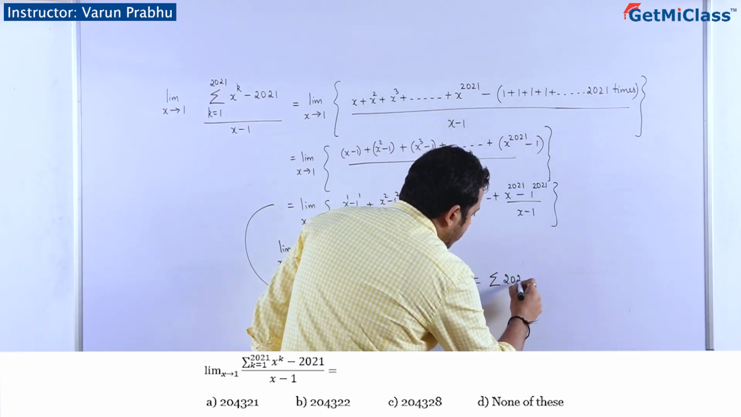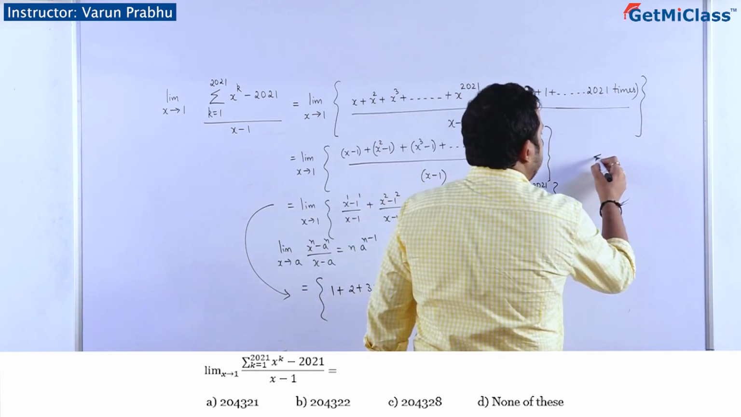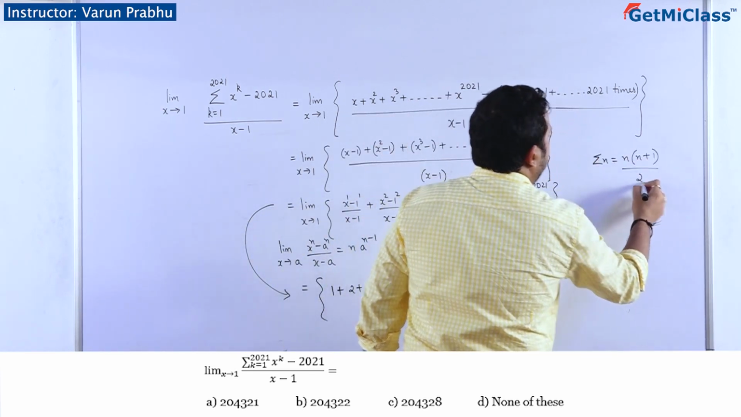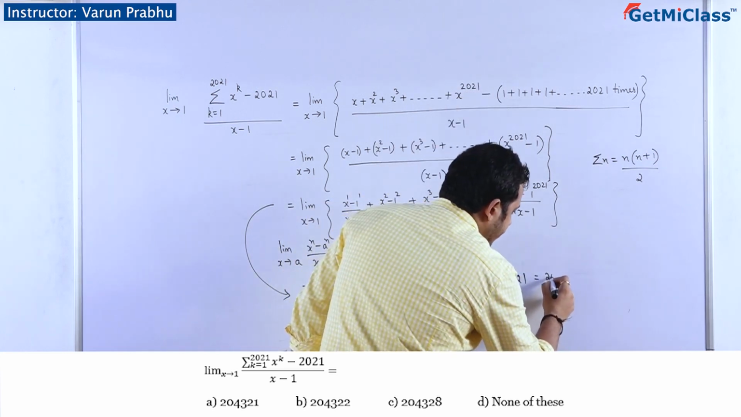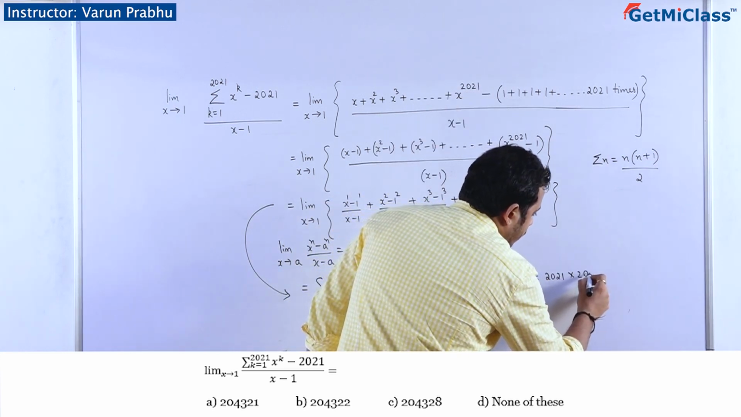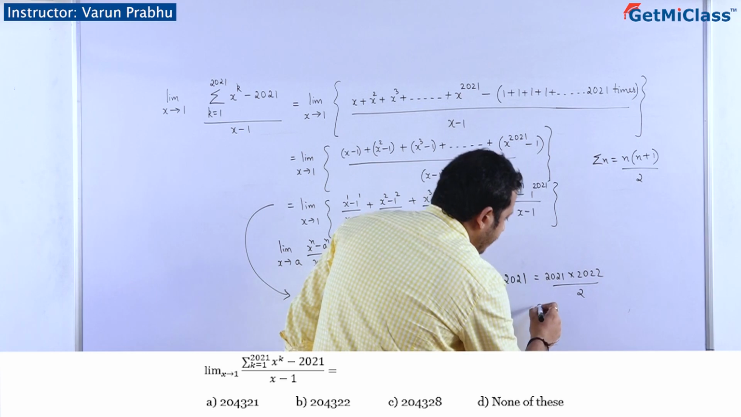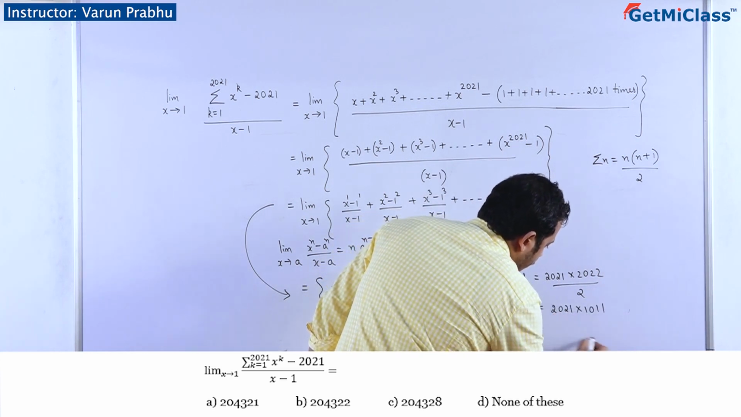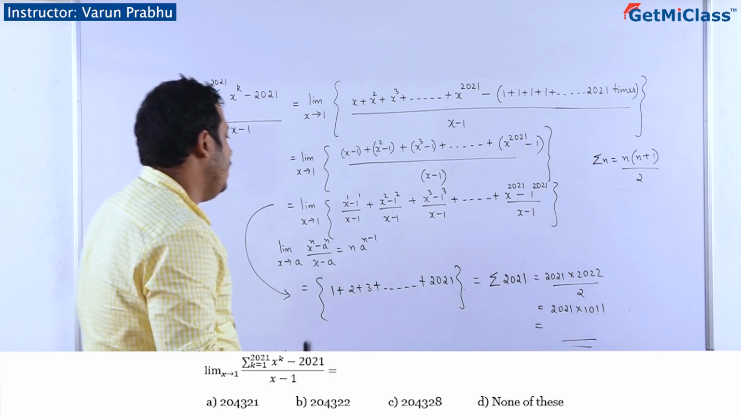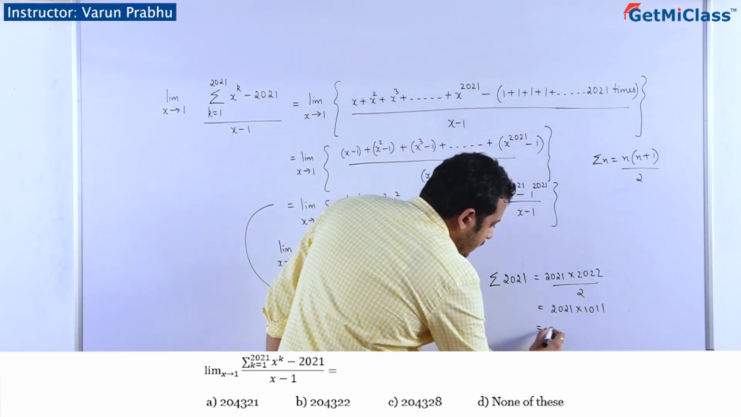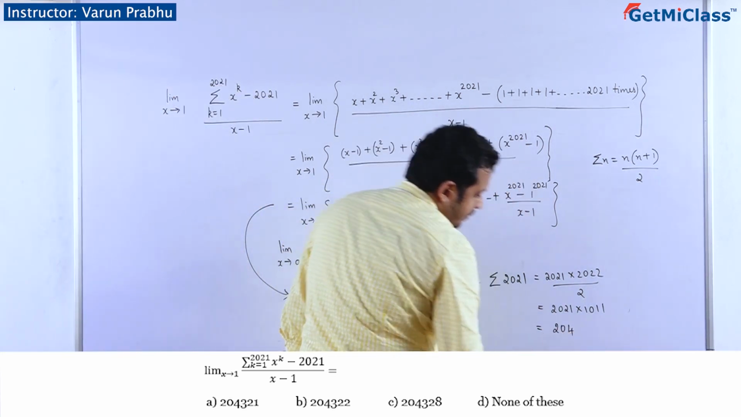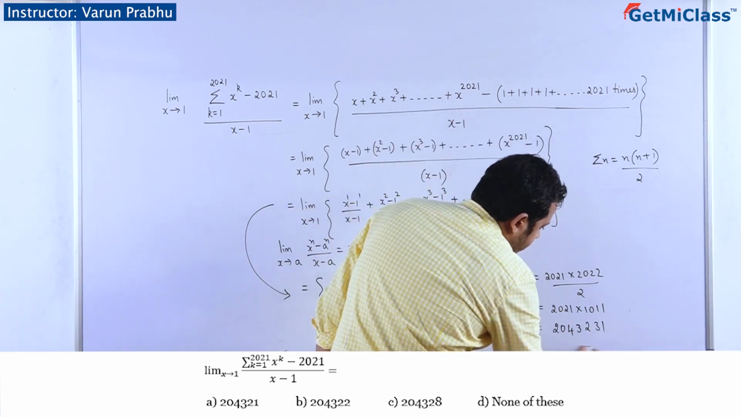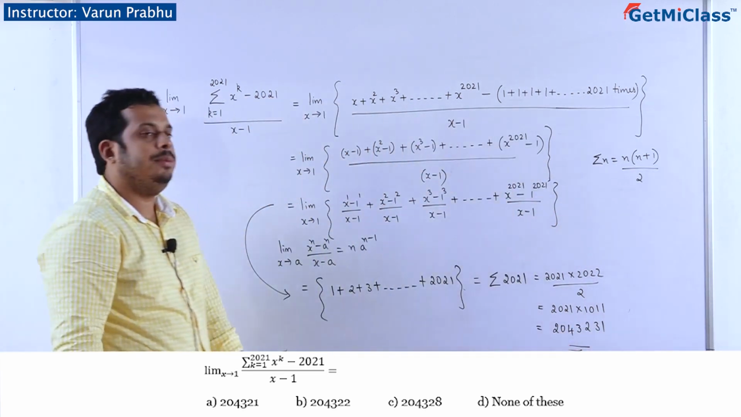So your answer to the question will be sigma 2021. We know the formula for sigma n, right? n into (n plus 1) divided by 2. Is it not? So your answer to the question will be 2021 into 2022 divided by 2, so 2021 into 1011. Whatever is the answer here, we have to mark it. So this answer will be how much? 2043231. Is it right? 2043231. This will be the answer to the question.